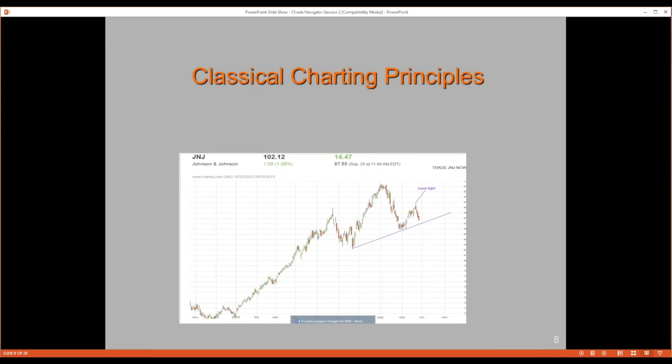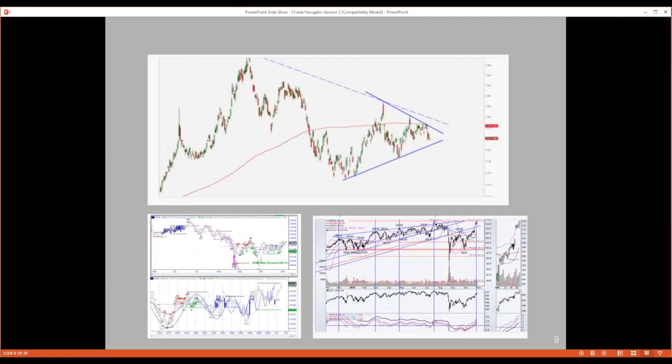I look through a number of social bulletin boards during the course of the day just to get a feel for what people are thinking, and oftentimes I'm amazed at the abuse traders do to true classical charting principles. Here's a couple of examples. The top one, there's a dashed trend line. I would never draw that trend line on the chart. That trend line does not exist based on true classical charting principles.